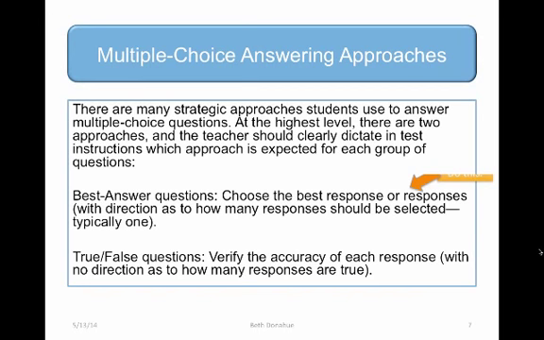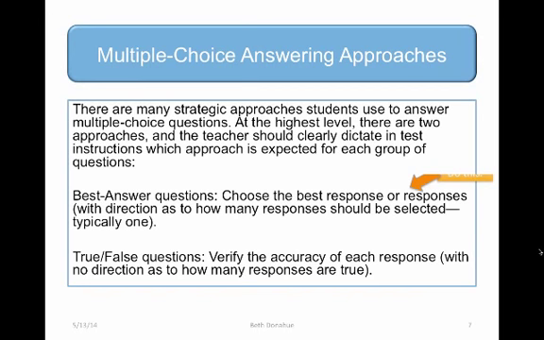There's a best answer approach, which tells students to choose the best response, or sometimes responses, but you should be giving them direction as to exactly how many responses should be selected. Usually we talk about one best answer questions. Those are sort of the classic best answer questions. I've never worked with them, but I do understand that you could say pick two of each group of possible answer choices, and those would still be best answer questions.